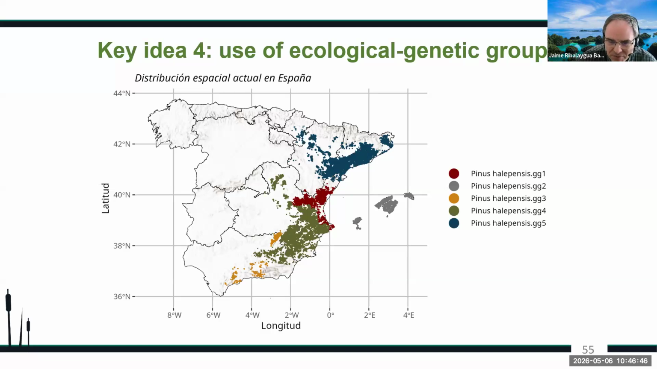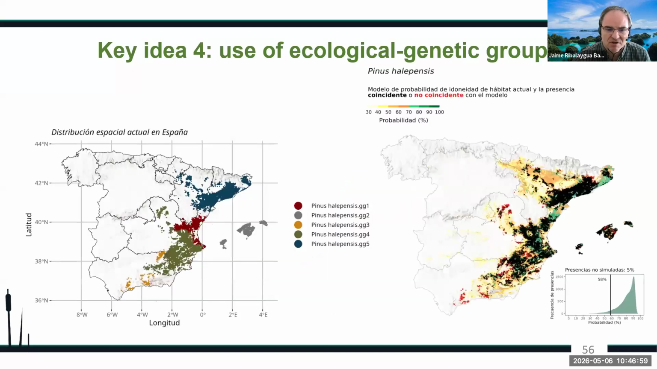So this Pinus is completely different to this Pinus. It's the same species, but has very different characteristics. And it's very important to work independently with each of the genetic groups. Because if you make a species distribution model with all the species without working with the different groups, you have these results.